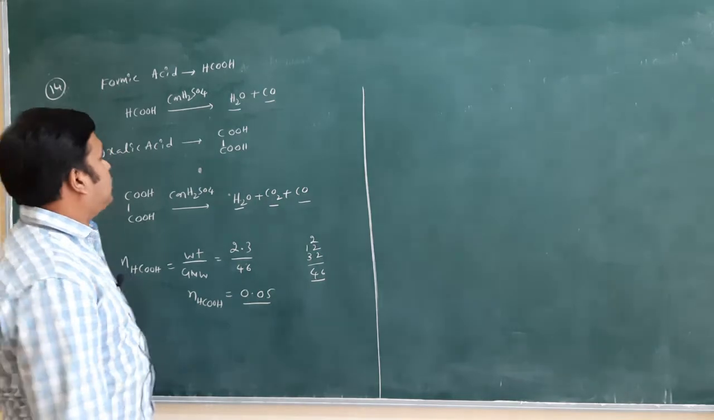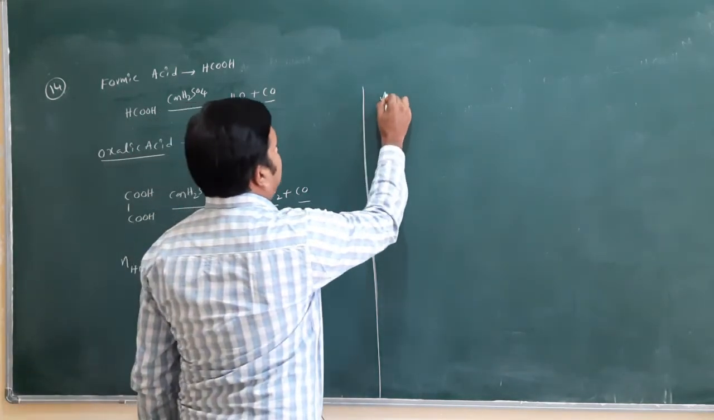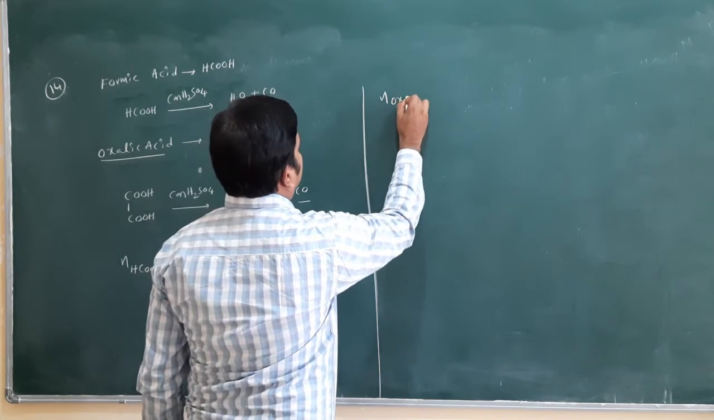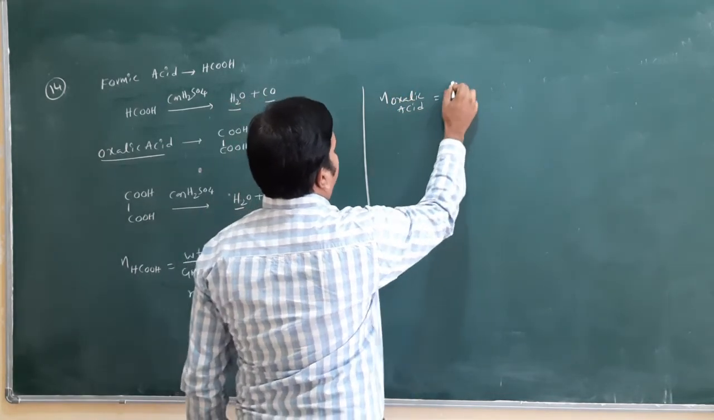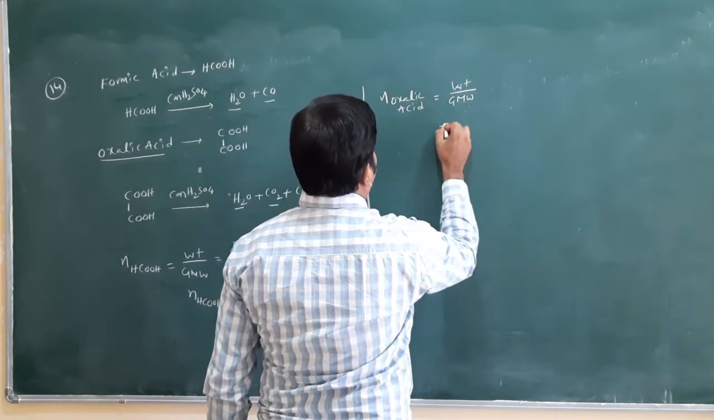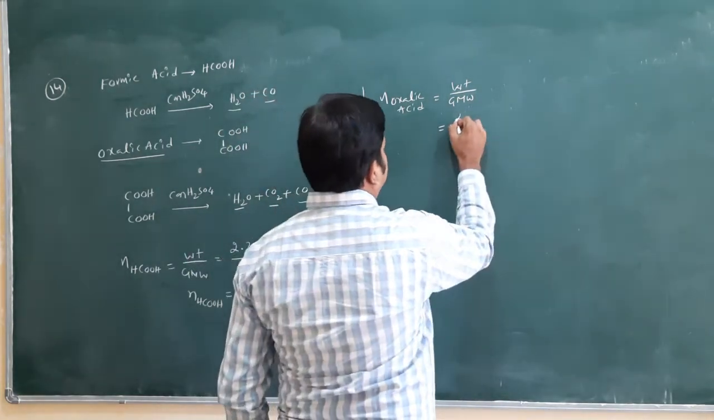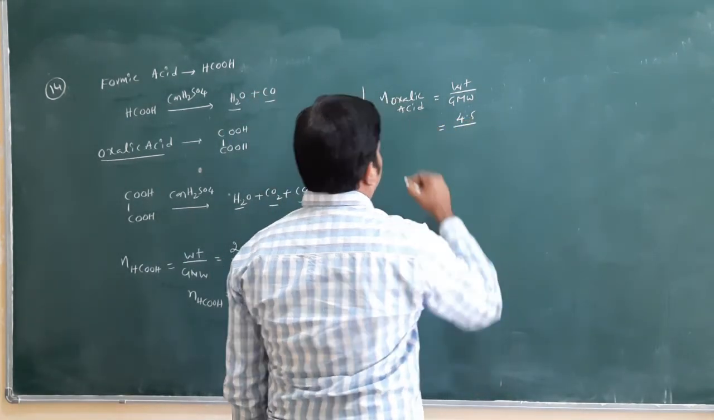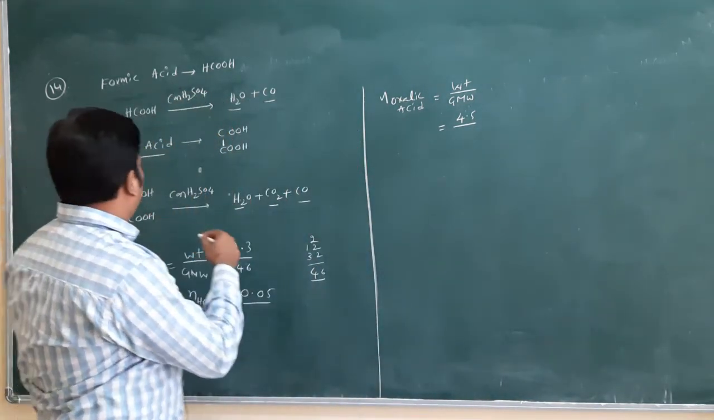Now what you can find out here, the other acid we have is oxalic acid only. We have to find out the number of moles of oxalic acid. So same formula, weight by gram molecular weight. The weight given for oxalic acid is 4.5, and we can find out the oxalic acid formula weight. So can we write the formula like this?